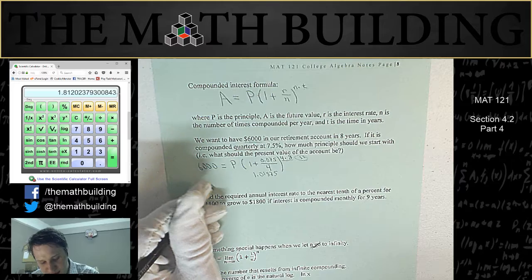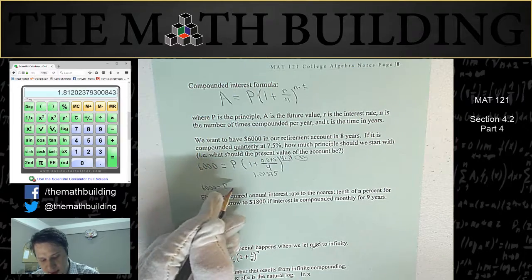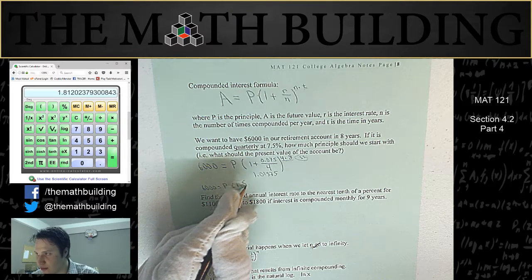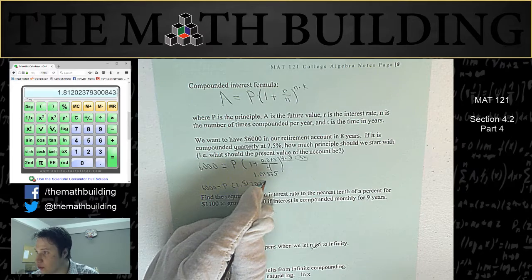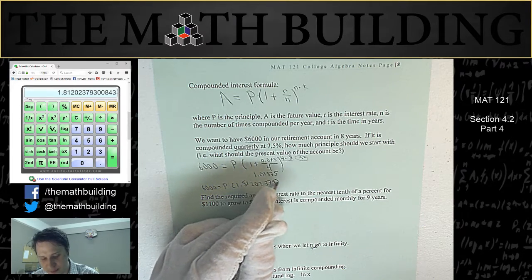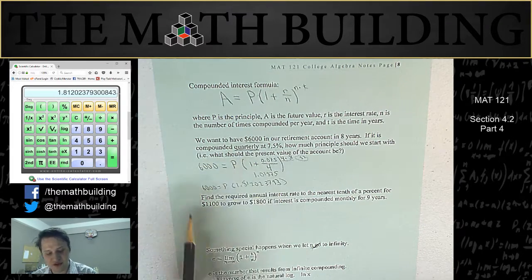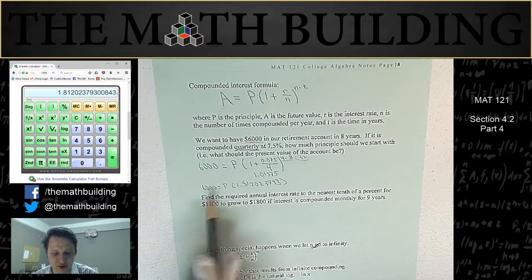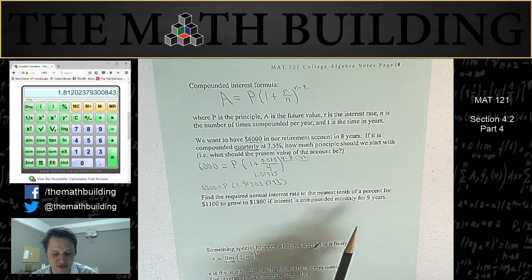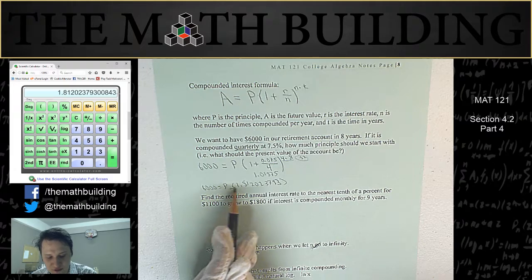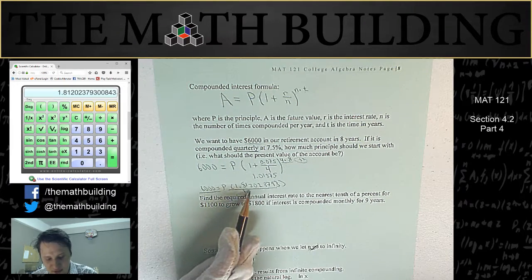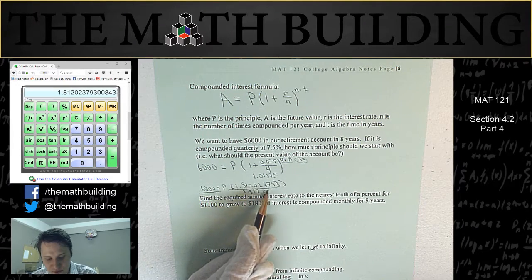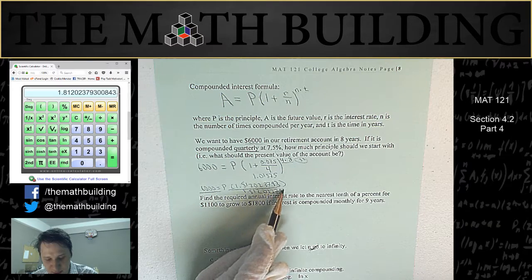So 6,000 is equal to P times, I'm going to do a lot of decimals, 1.812023793. So all of those numbers crunched down to 6,000 equals P times this number. So to solve, just divide both sides by this 1.812023793 number.